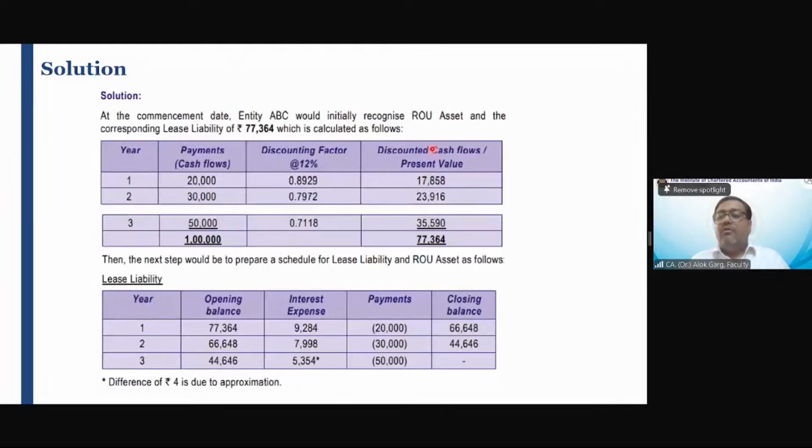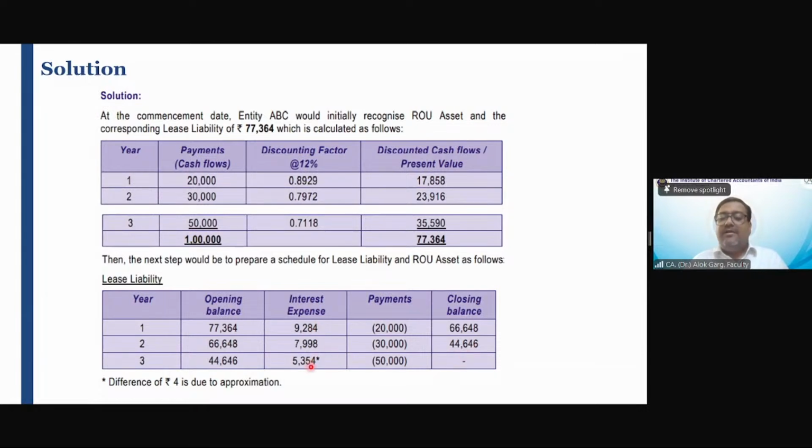Okay. Now, what should happen with the lease liability? My opening balance of lease liability is 77,364. I will charge an interest of 12%. It is coming out at 9,284. Then I'll make a lease payment of 20,000. My closing balance at the end of the first year is 66,000. On this 66,000, I will charge interest at the rate of 12%. Then I'll pay 30,000. My closing balance is 44,000. On this 44,000, I will charge an interest of 12%. Then I'll pay 50,000. My closing balance will become 0.